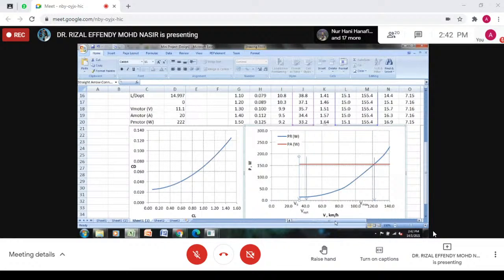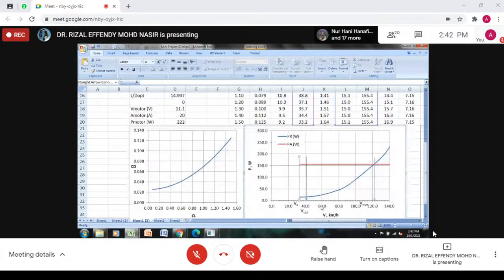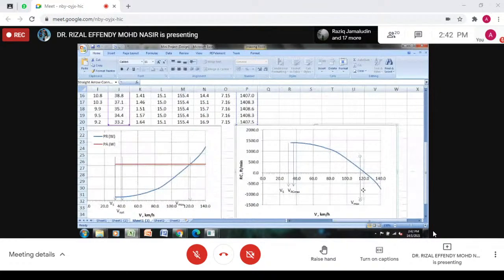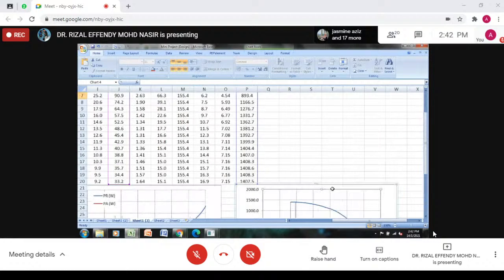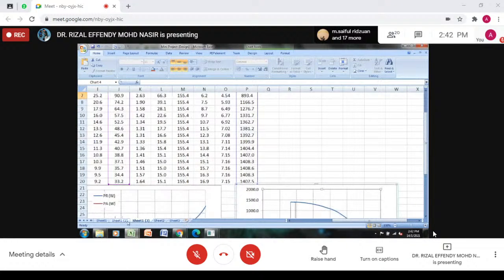Okay. So power available is stick around 155. Just power required is just getting higher and higher. Okay. And it shifted to more the higher speed. Okay. Now, why am I doing this? Because I want to find the maximum rate of climb. Okay, a maximum rate of climb.